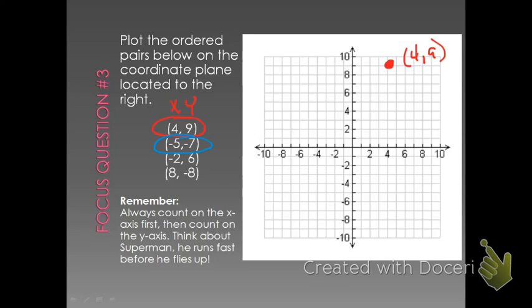Try the next one. I'll plot it in blue for you. Since our x coordinate is negative, we'll start at the origin and go back 5. Our y value is also negative, which means that you will go down 7. So our final destination is where you will plot your point at -5, -7. It's right there. -5, negative 7.